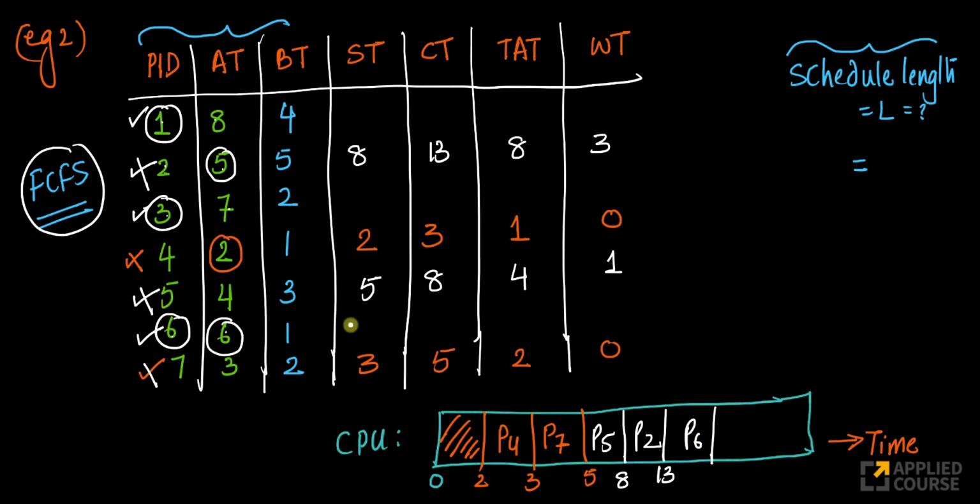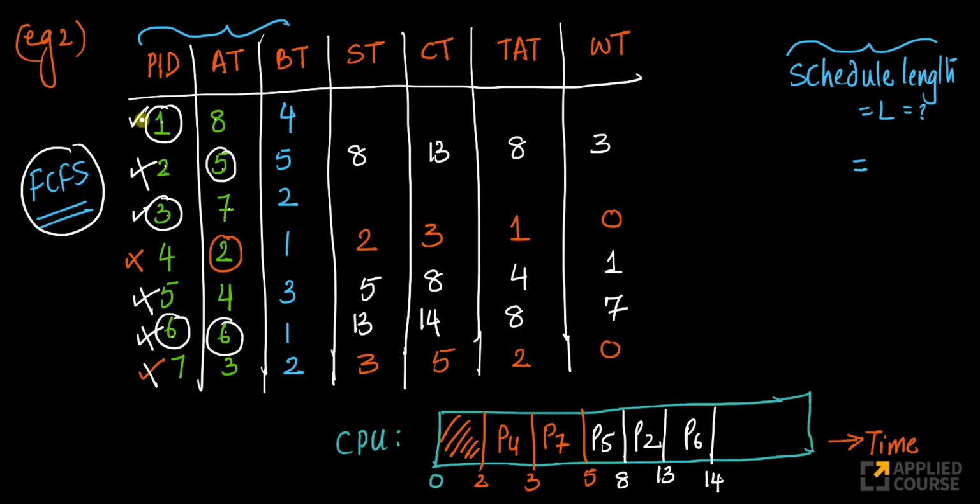At what time did P6 get scheduled? At 13 seconds. Its burst time is 1, so it will complete at 14. What is its turnaround time? 14 minus 6, 8 is its turnaround time. What is its wait time? 8 minus 1, it waited for 7 seconds in total. Okay, so at what time did it complete? At 14 seconds, P6 completed. Cool. So P6 is also over.